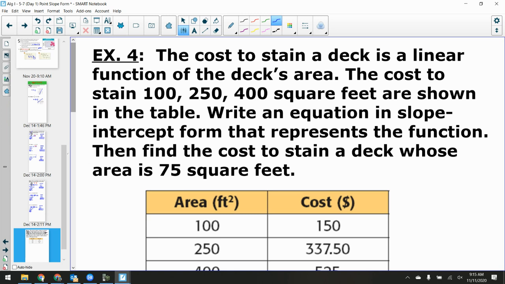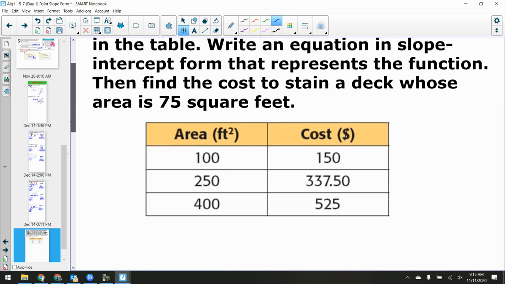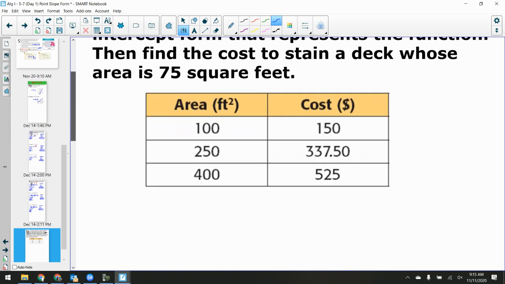The cost to stain a deck is a linear function of the deck's area. The cost to stain 100, 250, and 400 square feet are shown in the table. Write an equation in slope-intercept form that represents the function. Then find the cost to stain a deck with area 75 square feet. So basically, all I need to know out of that is that this is linear.